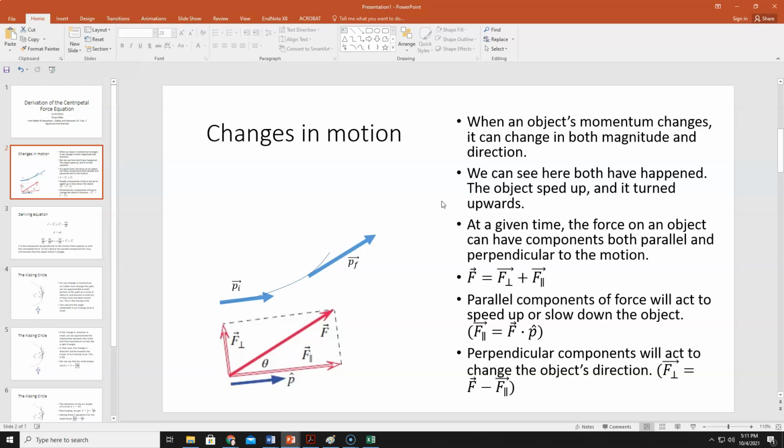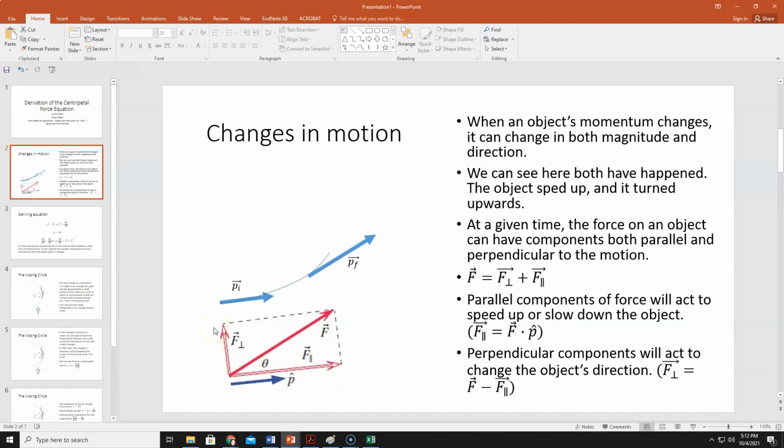However, at any given point in time, the force on an object can have components parallel to its current momentum and components perpendicular to its current momentum, as shown here, okay? So here we have this initial momentum vector, and you can see that there was a force acting on it at this instant in time that was kind of up and to the right. If you break that down into parallel and perpendicular components to the direction of motion, p hat, at any given point in time, you can see that there are some parallel components, and the parallel components act to speed the object up.